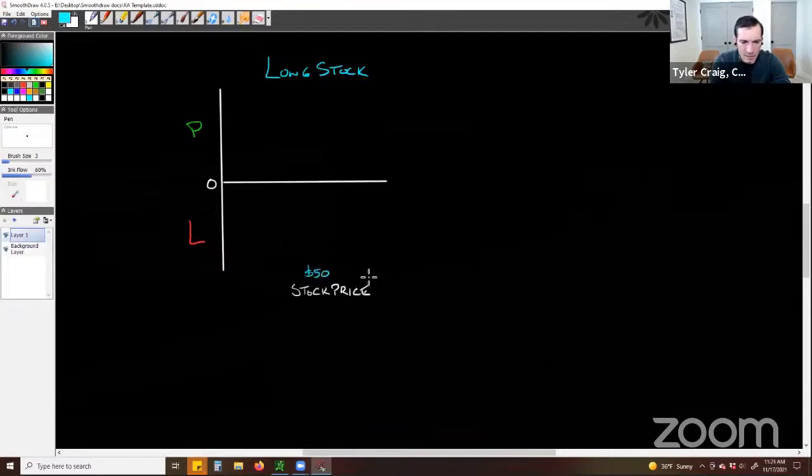So 50 is here. That's my purchase price. Usually we're going up in value over to the right. We're going down in value over to the left. And when I say usually, I mean every time. That's the way it's laid out. So what is my break even?